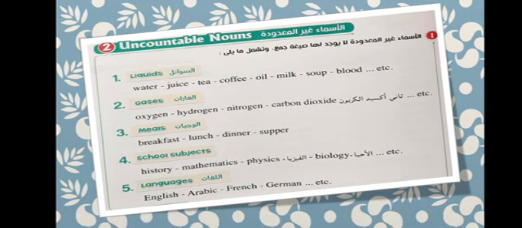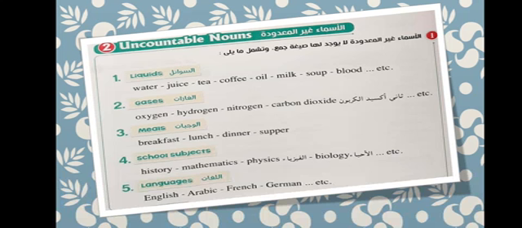The uncountable nouns can come under different categories. They can come under the category of liquids. And when we say uncountable noun, we just can't use a, an, or one before that noun. And we can't form a plural from them because they come only in singular form. We can put them under the category of liquids like water, juice, tea, coffee, oil, milk, soup, blood, etc. Too, they can come under the category of gases, oxygen, hydrogen, nitrogen, carbon dioxide, etc.